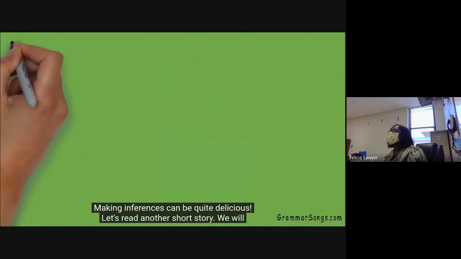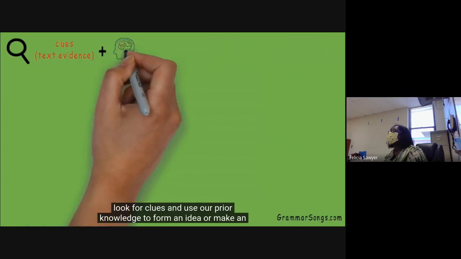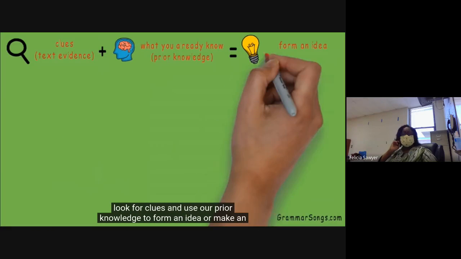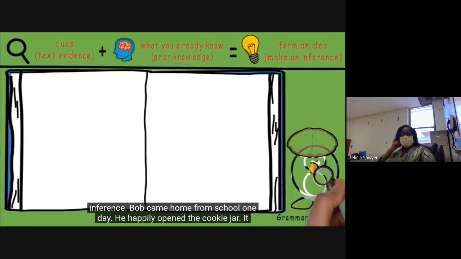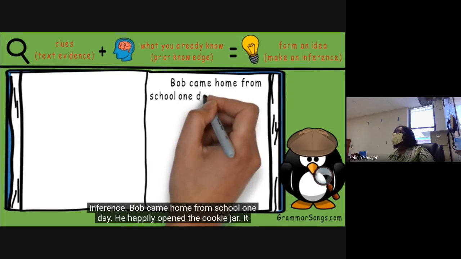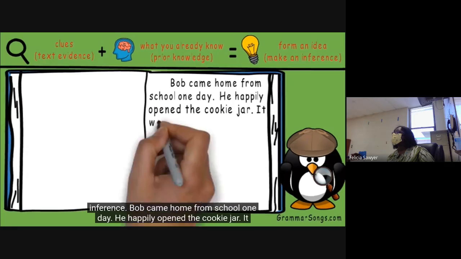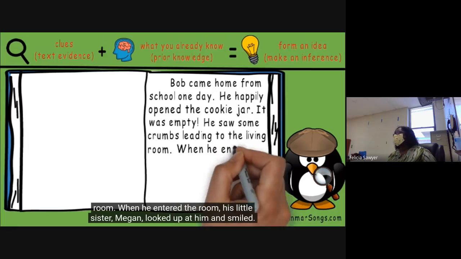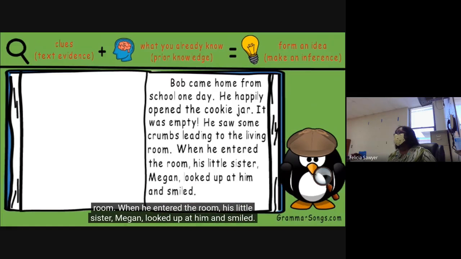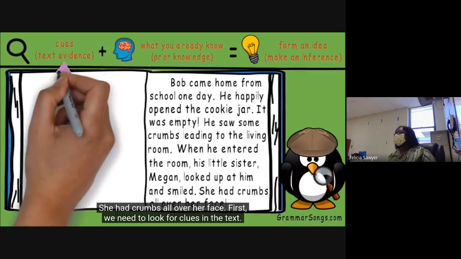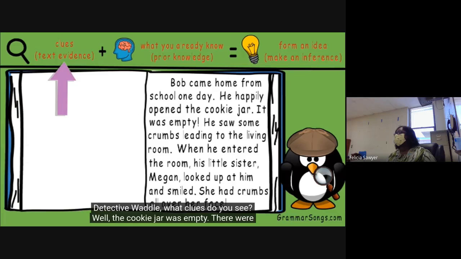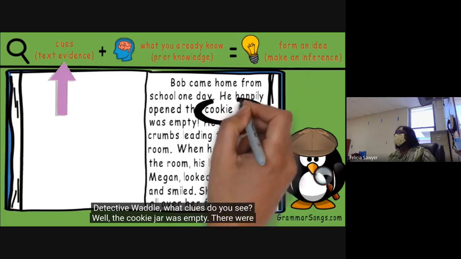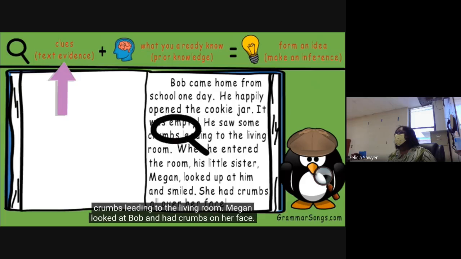Let's read another short story. We will look for clues and use our prior knowledge to form an idea or make an inference. Bob came home from school one day. He happily opened the cookie jar. It was empty. He saw some crumbs leading to the living room. When he entered the room, his little sister Megan looked up at him and smiled. She had crumbs all over her face. First, we need to look for clues in the text. Detective Waddle, what clues do you see? Well, the cookie jar was empty. There were crumbs leading to the living room. Megan looked at Bob and had crumbs on her face.